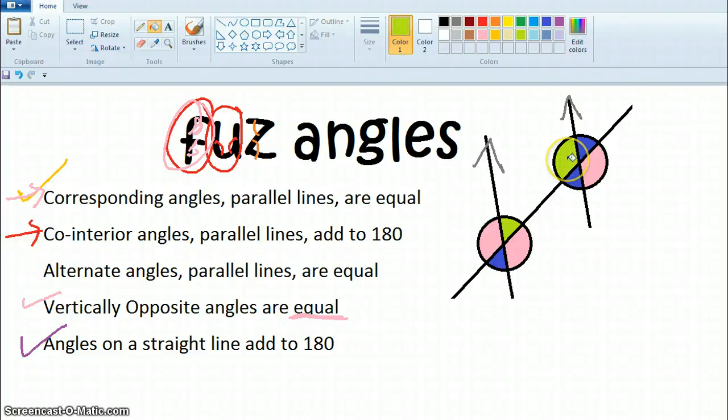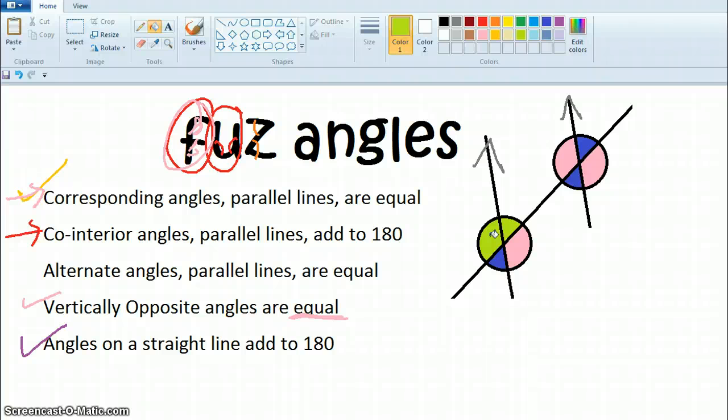This one and this one are co-interior. This one and this one are corresponding. This one and this one are vertically opposite. This one and this one add to 180 on a parallel line. Angles on a straight line.